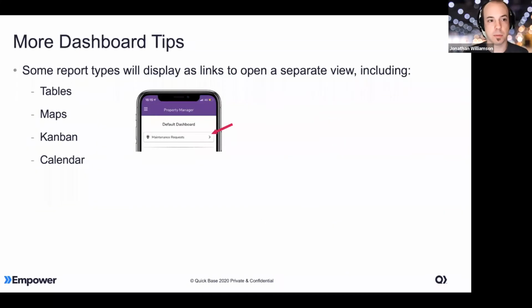A few more dashboard tips. Some report types will display as links to open a separate view, including tables, maps, Kanban, and calendar. And while on the desktop, they'll show right in the page. On mobile, you'll see this little rectangle, and clicking that will actually open up the report in a separate page.